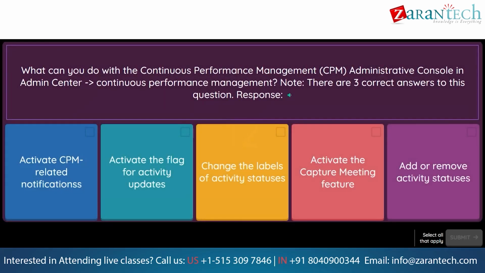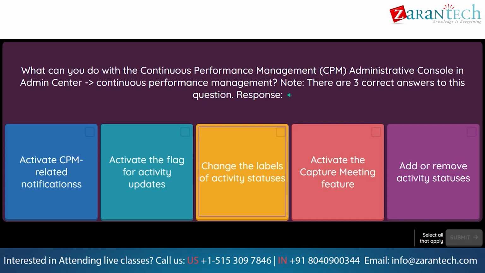Question: what can you do with the Continuous Performance Management (CPM) Administrative Console in Admin Center - Continuous Performance Management? Note: there are 3 correct answers to this question. Response: Option 1, activate CPM related notifications. Option 2, activate the flag for activity updates. Option 3, change the labels of activity statuses. Option 4, activate the capture meeting feature. Option 5, add or remove activity statuses.